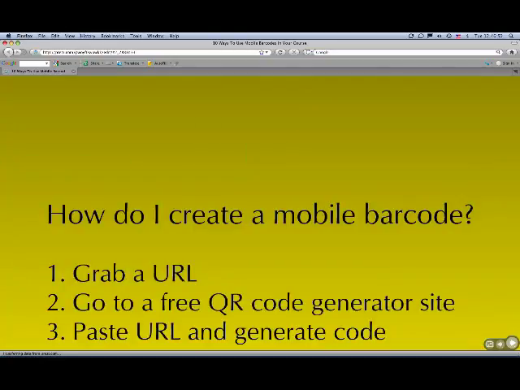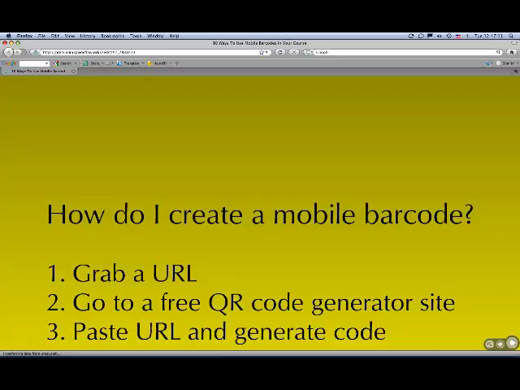So first, before you even start using them in your course, you need to actually create the barcodes. So I would suggest start with something simple and then move to the more complex. You want to start by grabbing a URL. So that could be like a URL to just your department webpage, for instance. And then you want to go to a free QR code site generator. You paste that URL into that site, and it automatically generates the code.